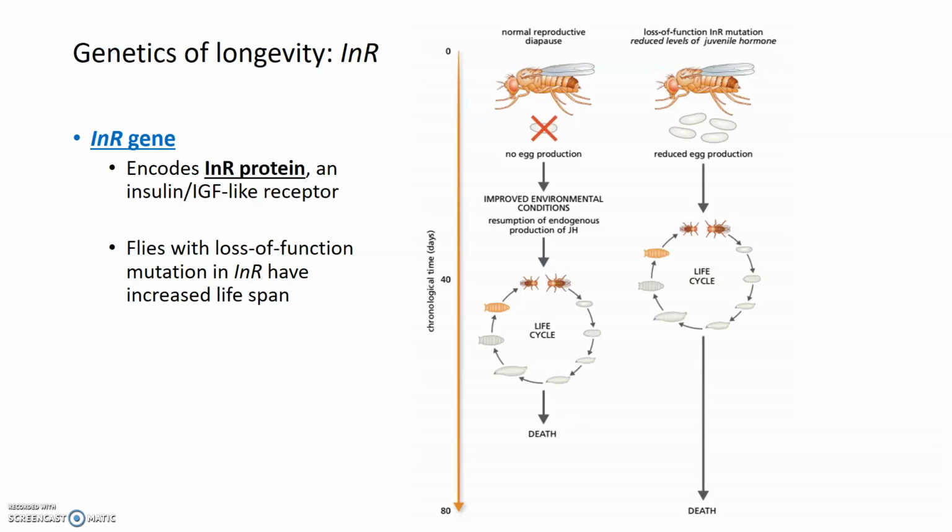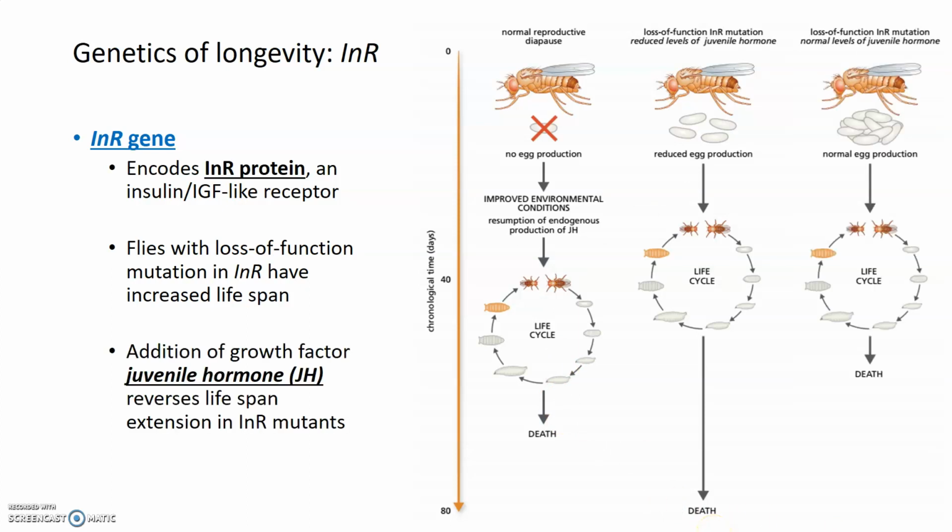And when we look at the loss of function insulin receptor mutant flies, that reduced egg production can actually extend lifespan even further than a fly that went through diapause. But the relationship between a decrease in the amount of reproduction and the extension of lifespan is one that's important to point out here.